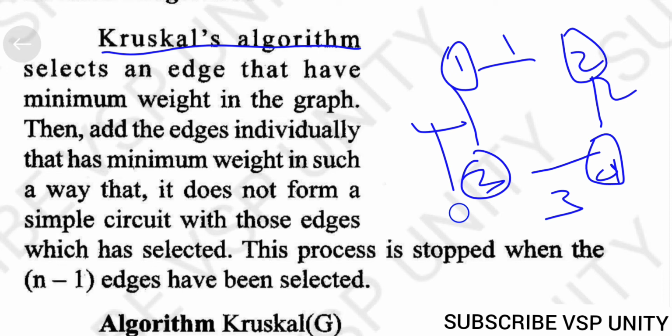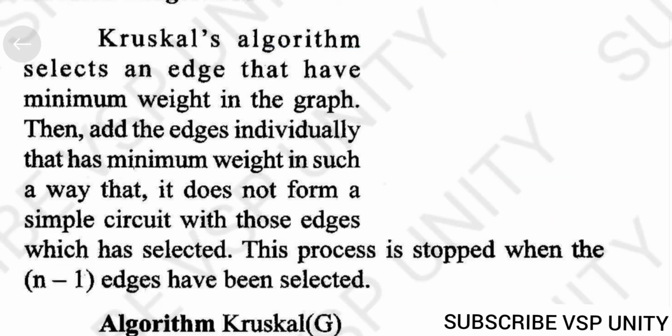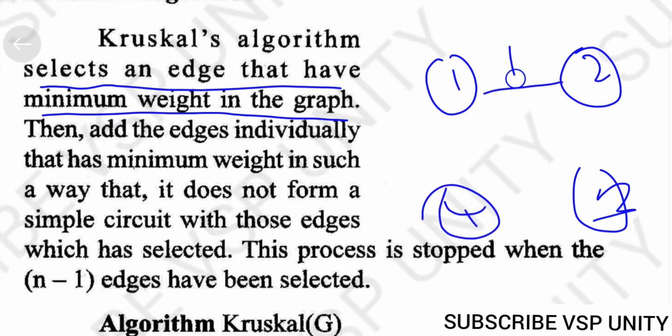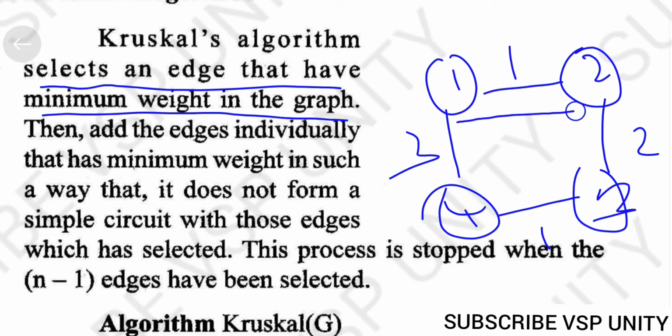Now we will try to understand it. Select an edge that has the minimum weight in the graph. That means we select the edge which has the minimum weight. Say 1, 2, 3, 4 are the vertices. If I have weights like 1, 2, and 3 over here, then you should select the edge which has the minimum weight, like 1 to 2 with weight 1.